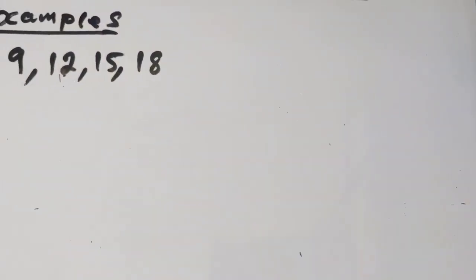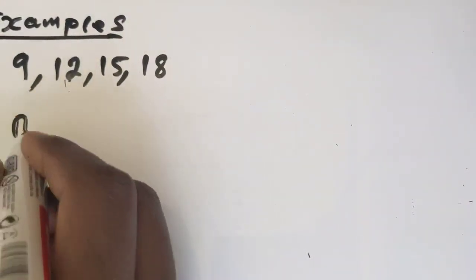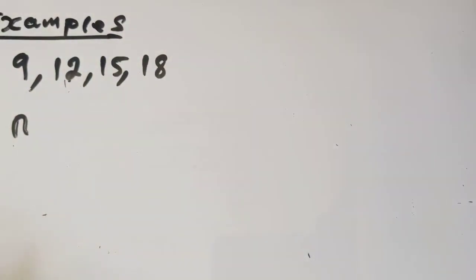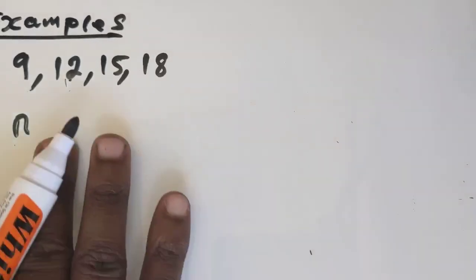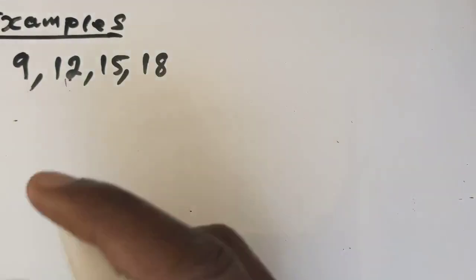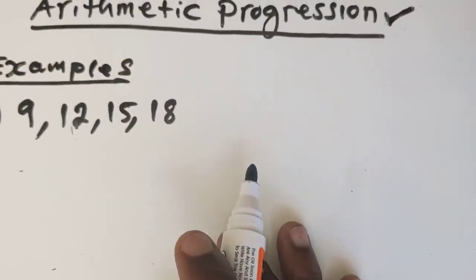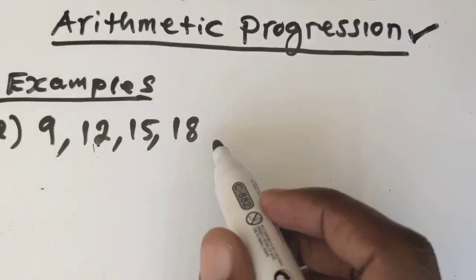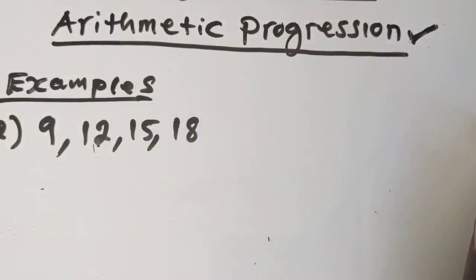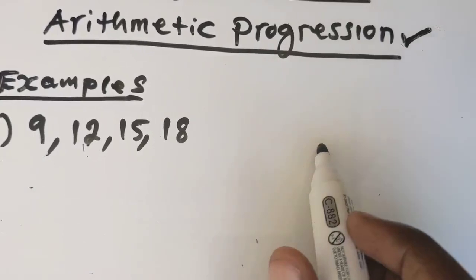Then N is the number of terms. N represents the number of terms. So you need to know the formula. There is a formula, you know. If we are trying to find these terms here, it will take us time, let's say to find the 10th term.